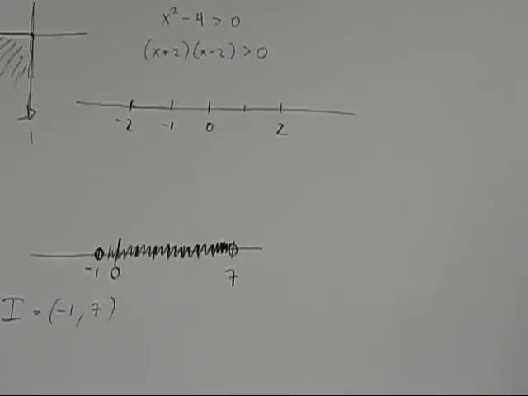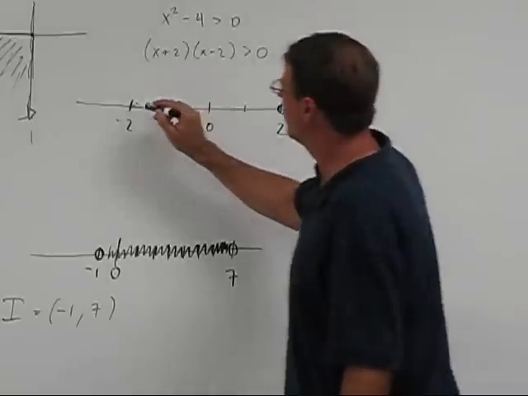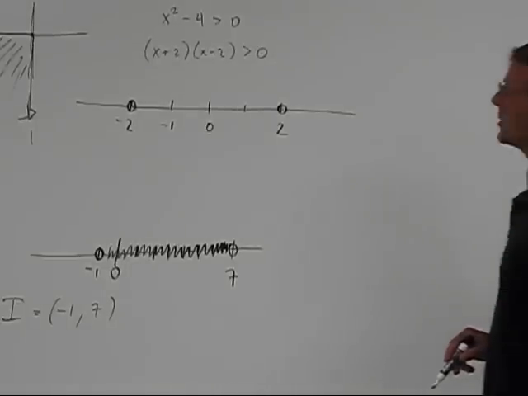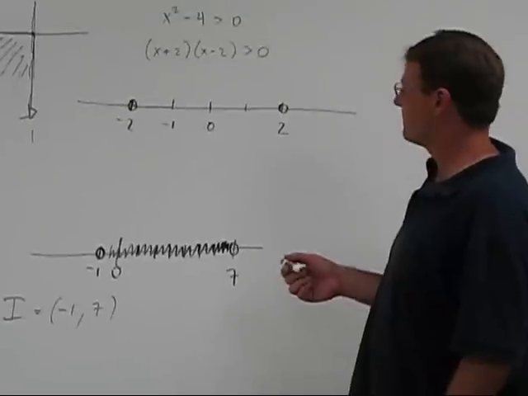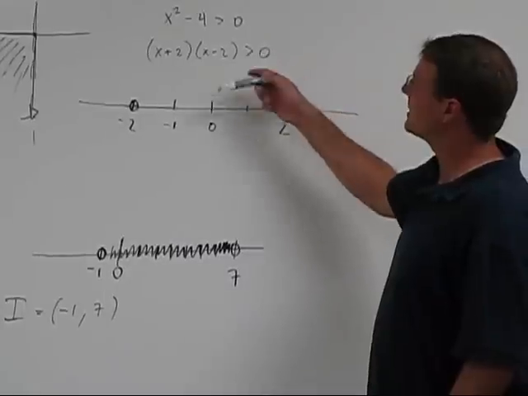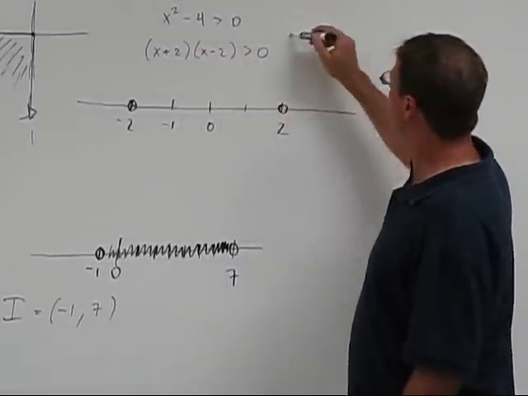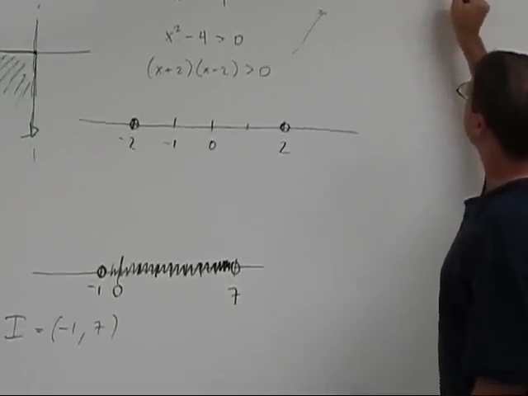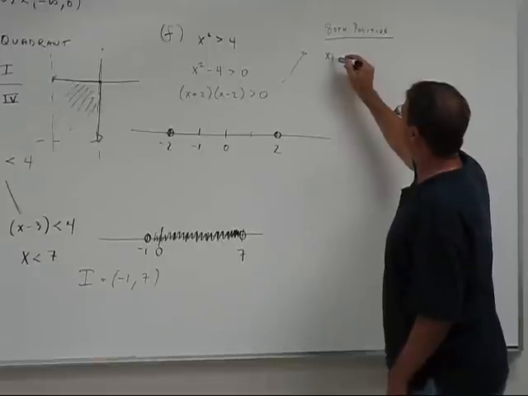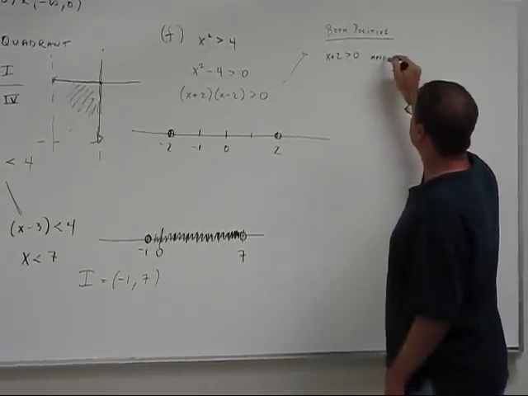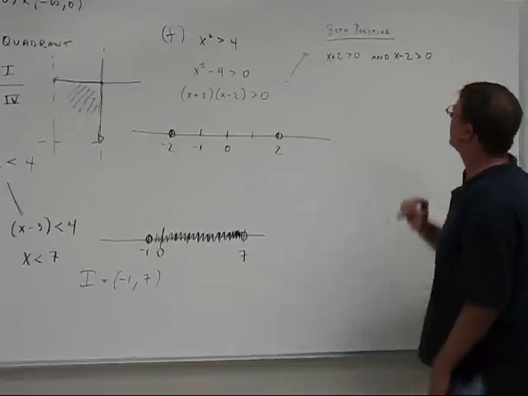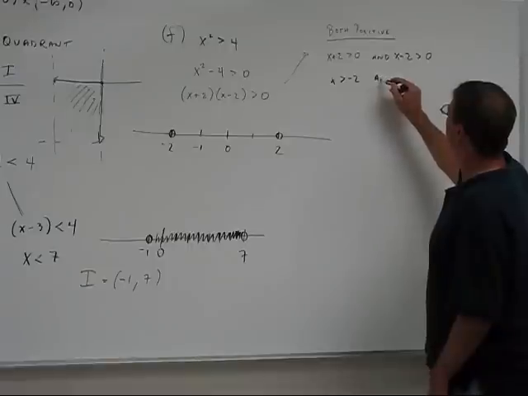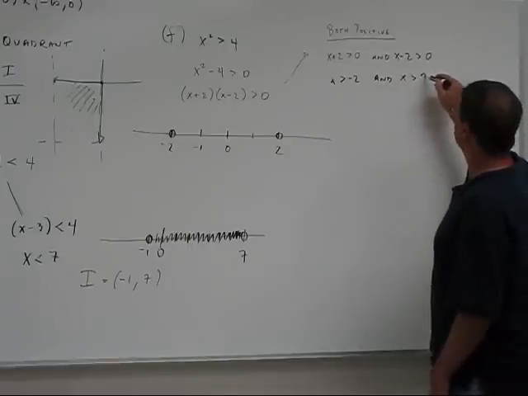So when is it greater than 0? These values are not allowed, because that'll be equal to 0. How about on the inside? How do I make this positive? They're either both positive, and that would mean that x plus 2 is greater than 0, and x minus 2 is greater than 0, simultaneously. So that would mean that x is greater than negative 2, and x is greater than 2.